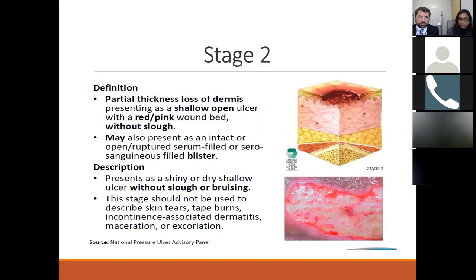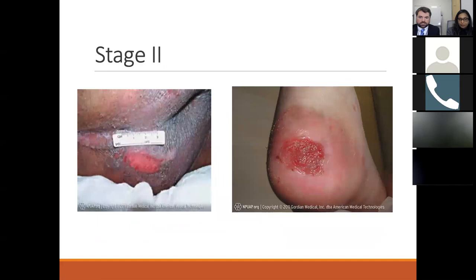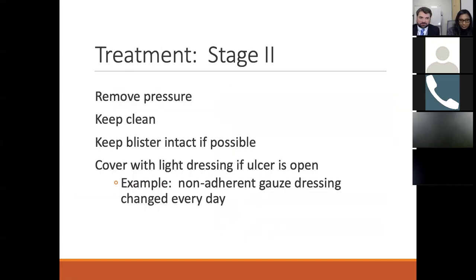And then stage two. So partial thickness, loss of the dermis, presenting as a shallow open ulcer. So this one's open where the other, stage one, had intact skin. And you can see here it's shiny. It's broken skin here. And stage two is similar to the other picture, except the skin is broken. So that's stage two. So what do we do for stage two?